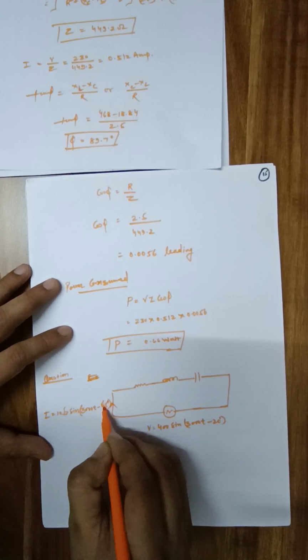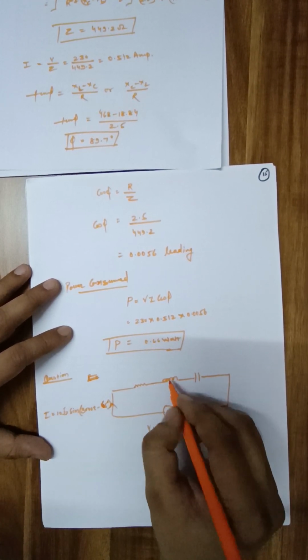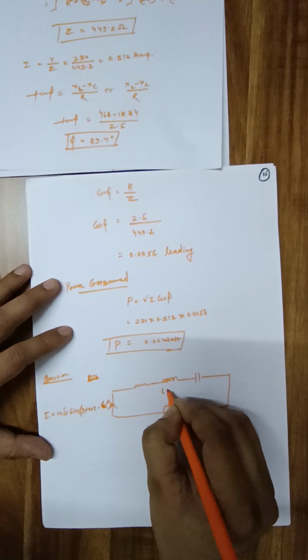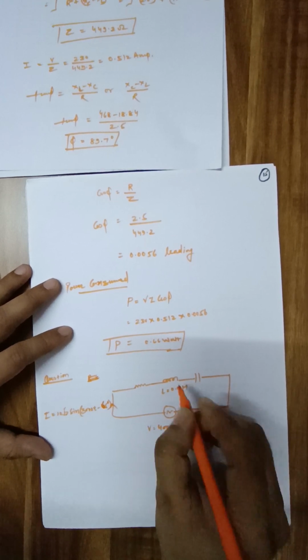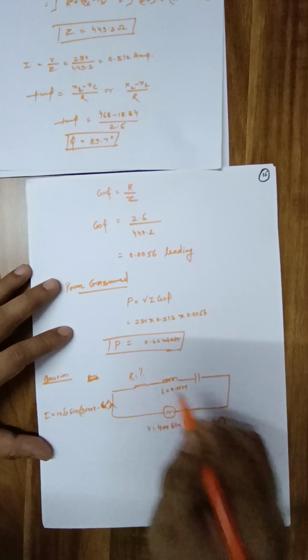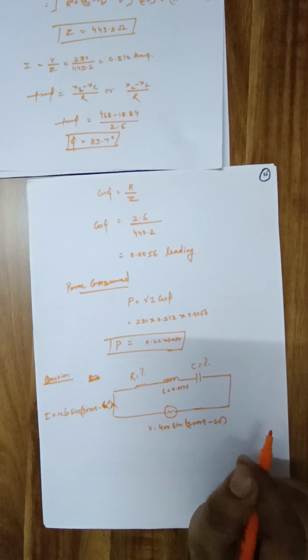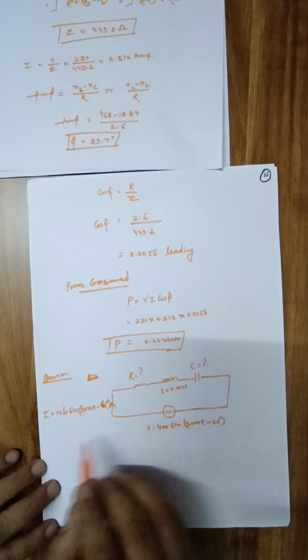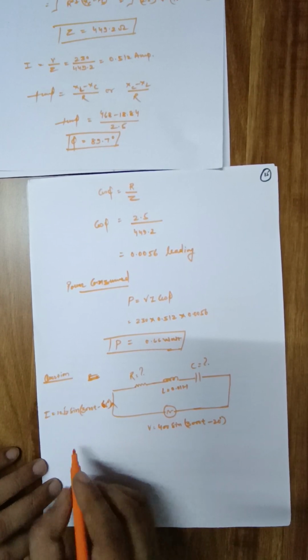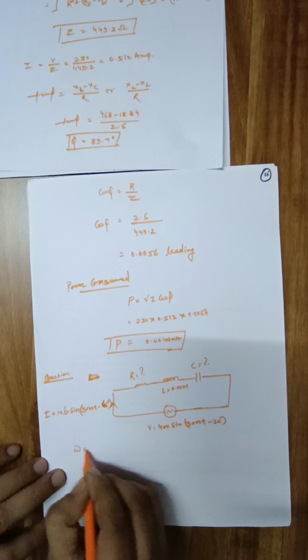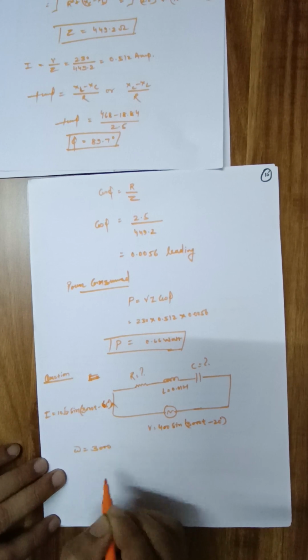Here it is 65, sorry. This is the current, and the value of inductor L is given as 0.01 Henry. We have to find the value of R and the value of C. These two parameters we have to find. Here, from this value of voltage and current, we can see that omega is given as 3000.